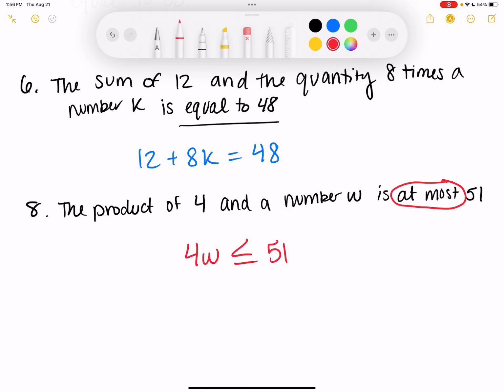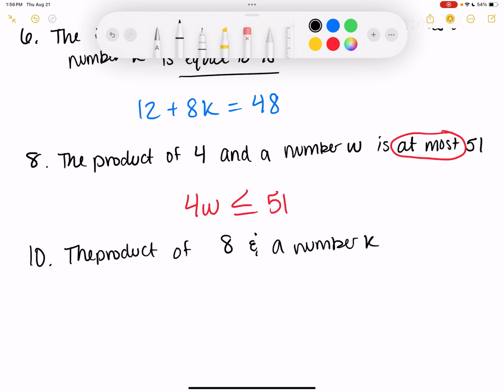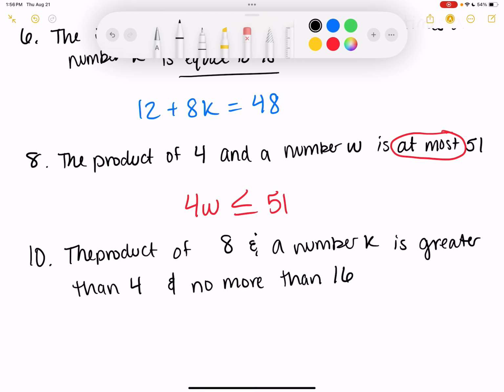All right, this next one will be a compound inequality. So 10, the product of 8 and a number k is greater than 4 and no more than 16.